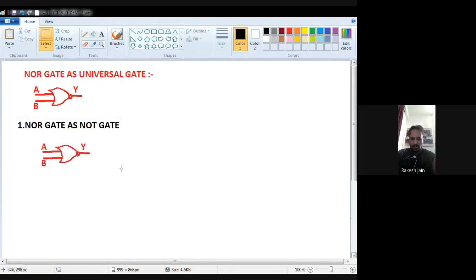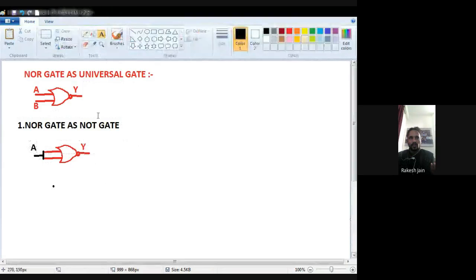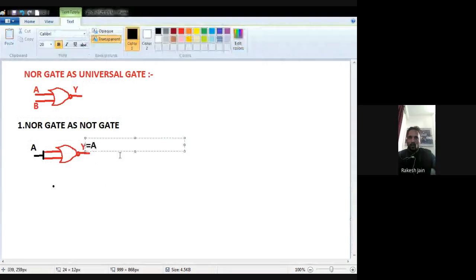So how, with the help of this NOR gate, can we build a NOT gate? Very simple. Instead of these two inputs, just use a single input by connecting both the inputs together, and only give a single input. I change the color so that you can understand where I make the change. So only one input is there, that is A. So the output Y becomes A bar.